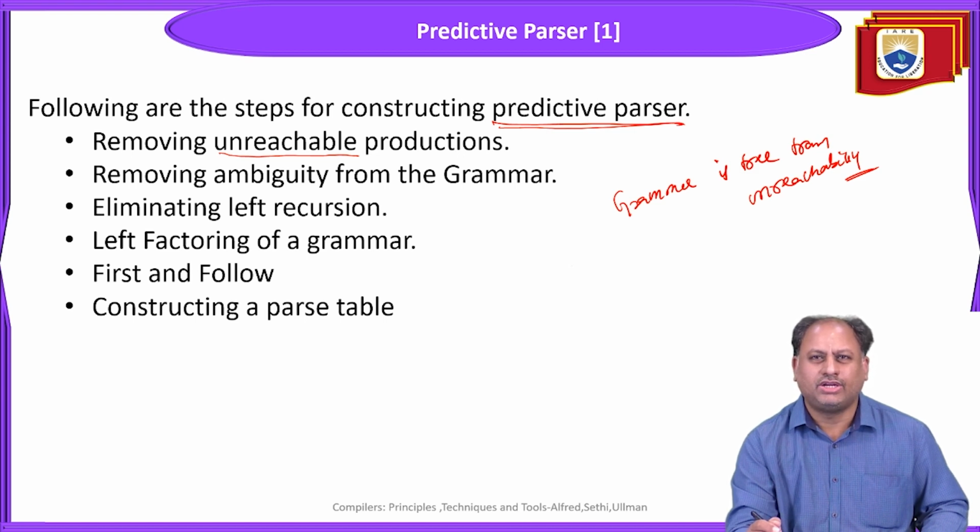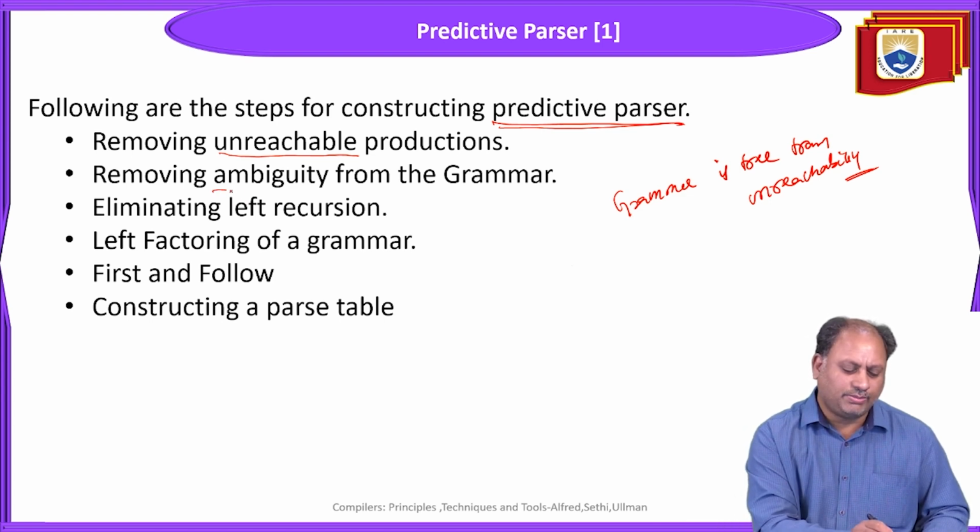Previously you have seen the mechanism of predictive parsing, where the input and stack contents are used and a parse table is generated, then the output is produced based on that. In order to generate that output, difficulty arises if the grammar is not free from unreachability of productions. So that is where this check plays an important role.